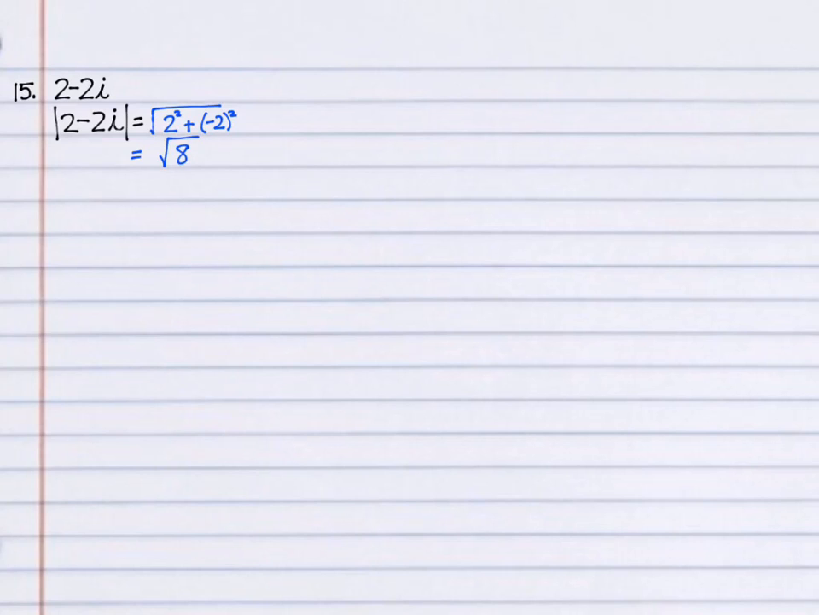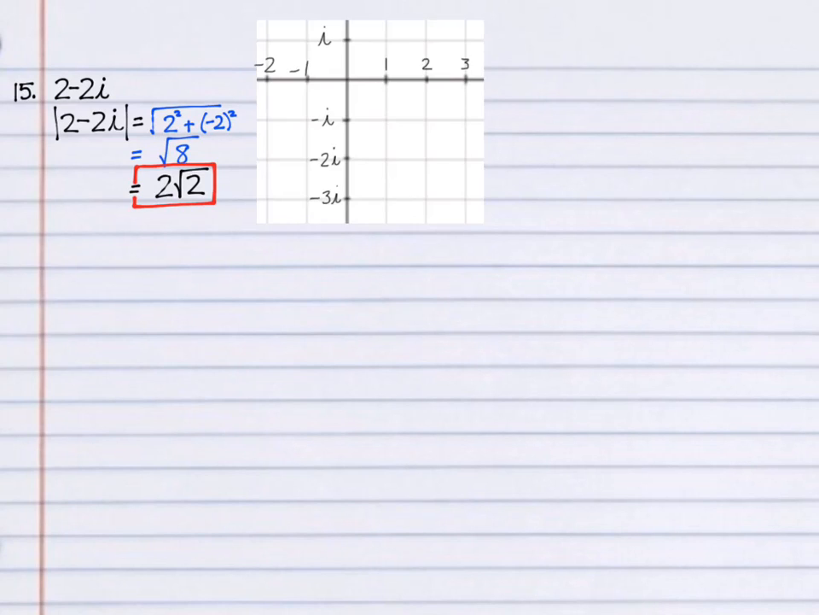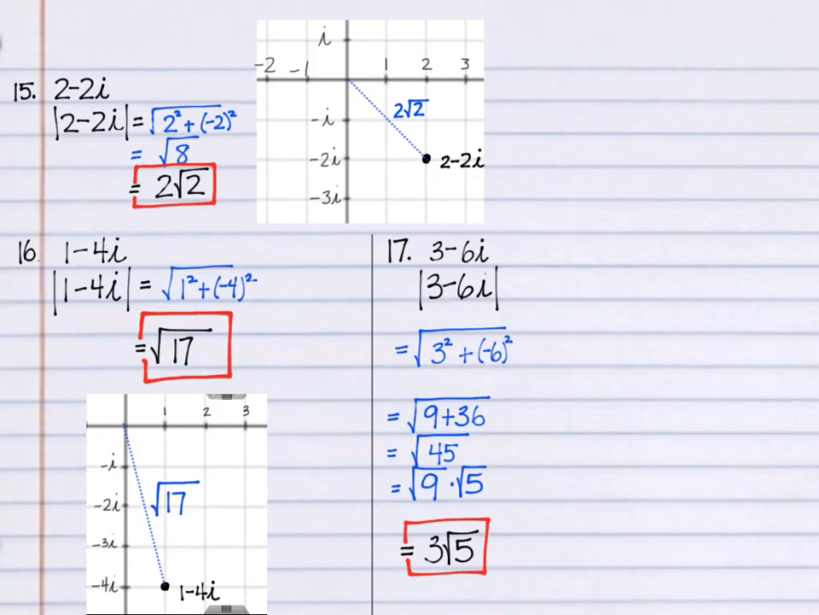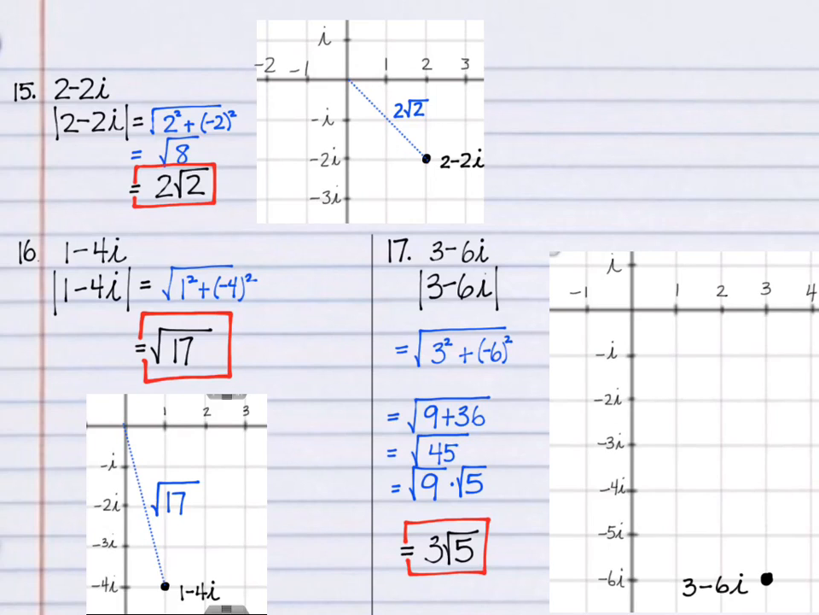And so using this method for the absolute value of our complex numbers and our graphing of them, we can see now that we can find that distance to be root 2 for problem number 15. In number 16, we do the a squared plus b squared. We get the square root of 17, and we can graph it, and we know that the distance from the origin to that point is the square root of 17. And in number 17, taking the square root of 3 squared plus negative 6 squared, we get 9 plus 36, so the distance is 3 root 5. When we go to graph it, we've graphed the point 3 minus 6i, and that distance is 3 root 5.